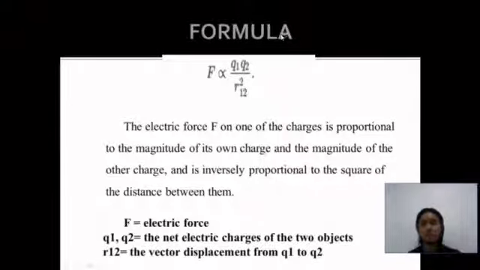My name is Gary, and I'm going to continue presenting the review of concept. As you can see, the electric force F on one of the charges is proportional to the magnitude of its own charge and the magnitude of the other charge, and is inversely proportional to the square of the distance between them. This is the formula. F is the electric force, Q1 and Q2 are the electric charges of the two objects, while R12 is the vector displacement from Q1 to Q2.